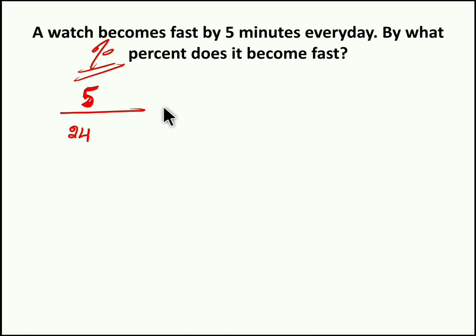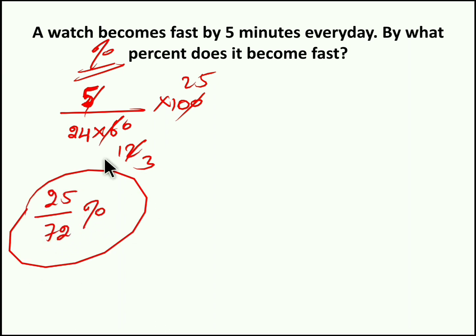Now when you multiply this by 100, your answer goes wrong, because in the numerator you have minutes, so in the denominator you have to convert these hours to minutes. Into 100. So when we solve this, you will get the answer. You get 25 by 72. So the watch gains 25 by 72 percent every day. So this becomes our answer. This type of question is really simple, but you can expect this type of question in puzzle models.